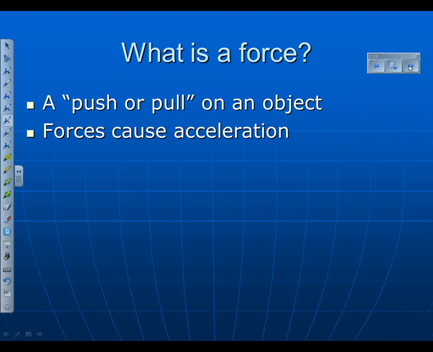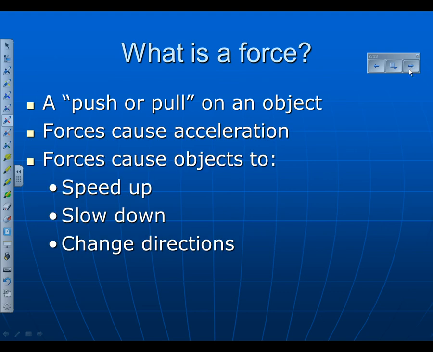Acceleration is a term that we introduced last chapter. Right? What is acceleration? A change in velocity, or more generally, a change in the motion of an object, right? And we said that there are 3 things that could be examples of acceleration. And what are those 3 things? Speeding up, slowing down, changing directions. Anytime one or more of those 3 things is happening, we have acceleration.